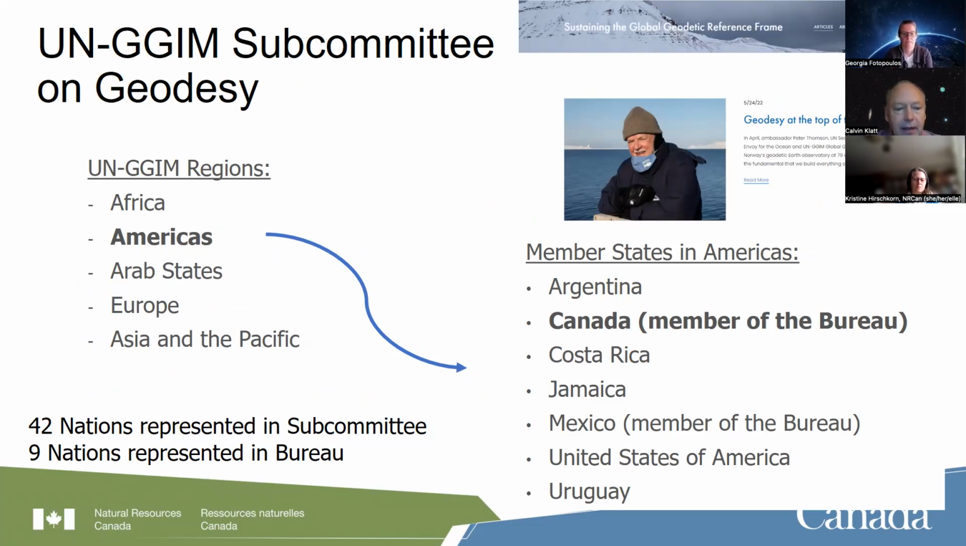So there are only 9 nations in the Bureau, and the Bureau is the central body that really coordinates and drives forward the work of the subcommittee. And so when Canada is named as a member state, Canada then assigns that work to someone, and that someone in this case is myself. Next slide.